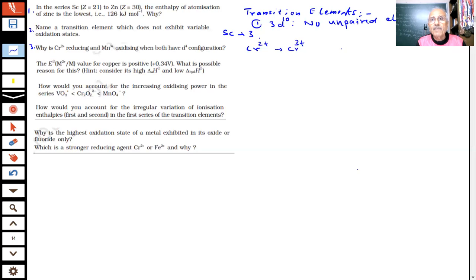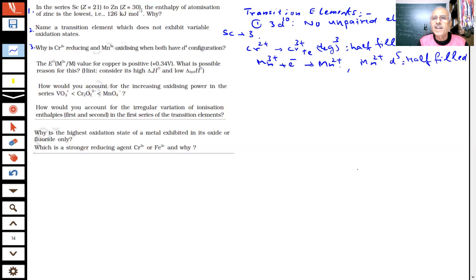So chromium 2+ is reducing because it changes from d4 to d3. The d3 configuration has a half filled t2g level, t2g3, half filled. And Mn3+ to Mn2+ gives a half filled configuration, which has extra stability. Mn2+ is d5, half filled. This is how you write in the exam, students. If you write anything else, it is not acceptable. So be careful.